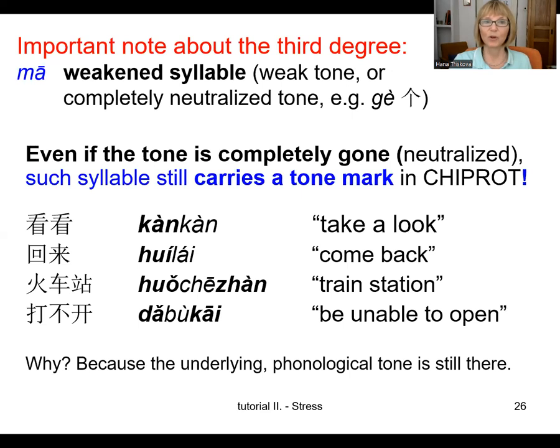Here is an important note about the 3rd degree. That is a weakened syllable, which has either a weak tone or completely neutralized tone. If the tone is completely gone or neutralized, such syllable still carries a tone mark in CHIPROT. For instance, 看看，回来，火车站，打不开. Why is the tone mark still there, although you cannot hear any tone? It's because that morpheme still has its underlying phonological tone. So I prefer to mark it.